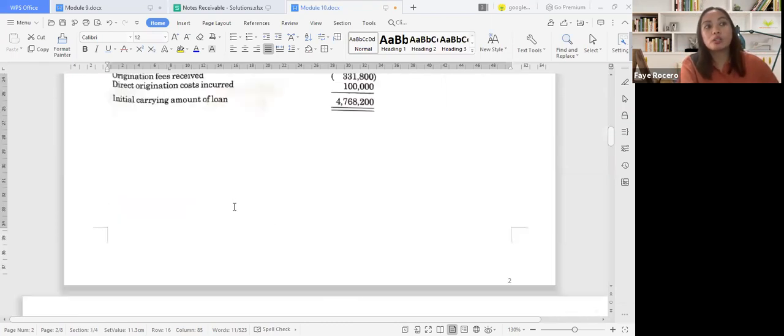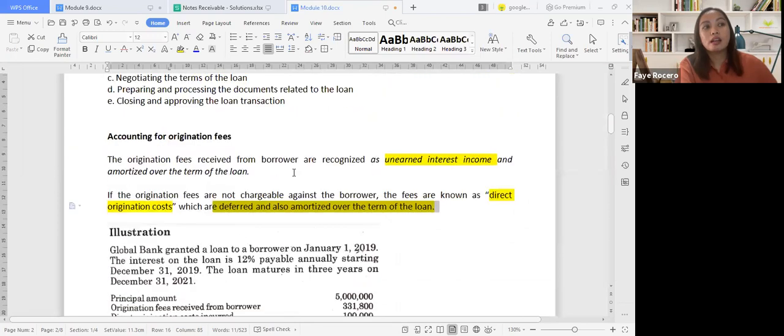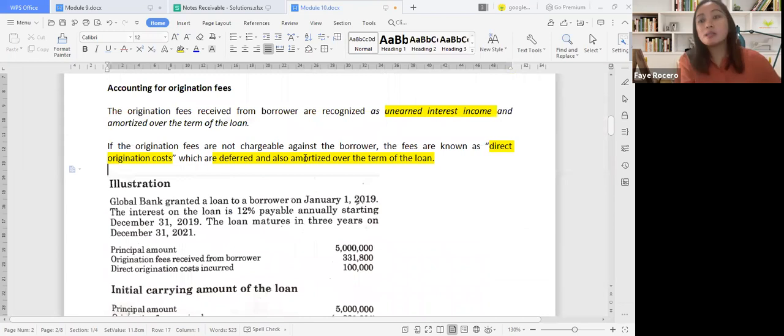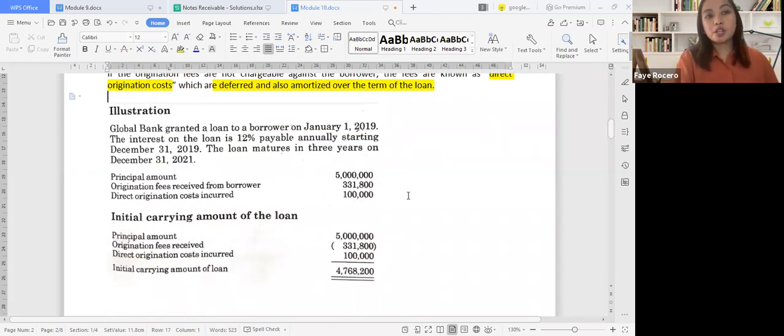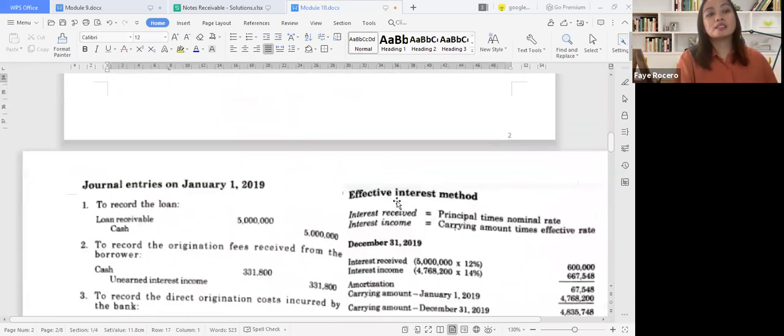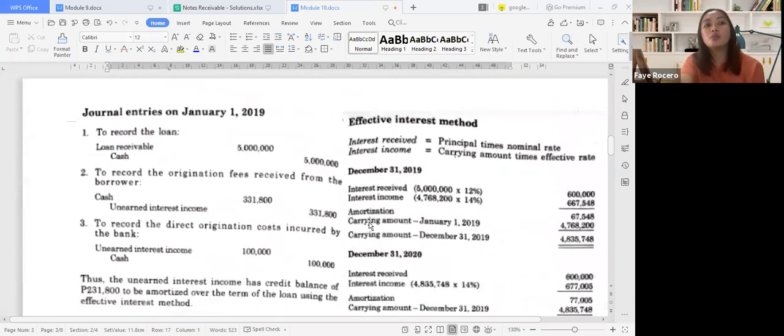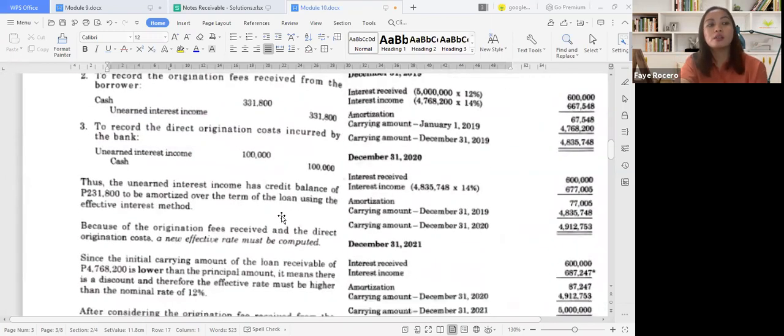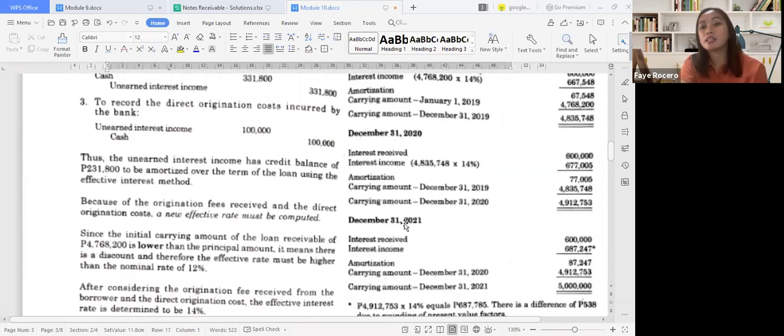And according to our accounting for origination fees, we need to amortize over the term of the loan. So when you say amortize, hindi mo siya lump sum na i-recognize as income. You need to defer and recognize it appropriately depending on the period. If we're going to use the effective interest rate method, therefore, we need to compute for the effective rate.